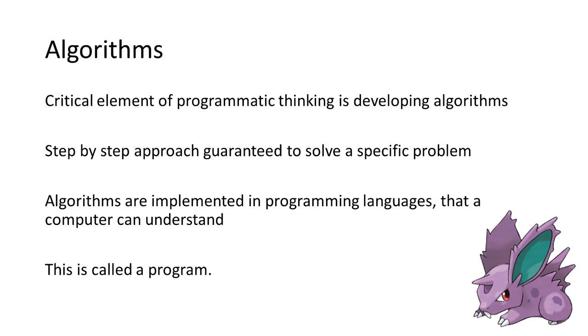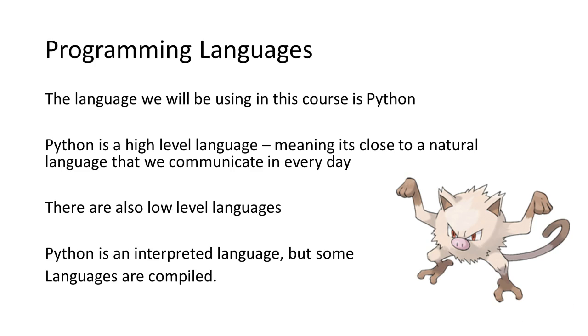And so we use algorithms to describe the process that we want the computer to go through in order to solve some problem. And we implement these algorithms in a programming language that a computer can understand. This is called a program. The language we'll be using in this course is Python. Python is considered a high-level language, meaning that it's close to a natural language that we communicate in every day. What you'll find as we get started looking through Python code and writing Python code is that you can generally read Python code and understand its meaning fairly easily.